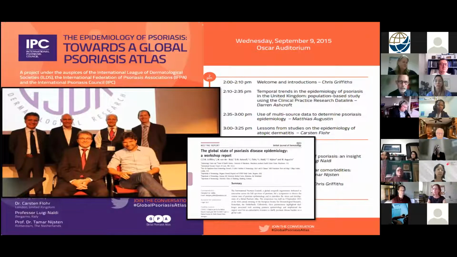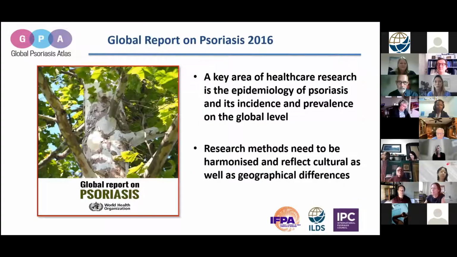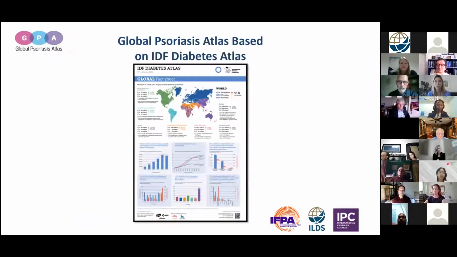And then the third organization, the International Psoriasis Council, were also taking forward a series of workshops. This is one from Munich in 2015, bringing together experts, particularly in other diseases such as eczema, to give us an understanding of how we could develop an atlas for psoriasis. And then as a consequence of all of that, the WHO then published this influential report in 2016. It was only 60 pages, but again, it re-emphasized the importance of understanding the epidemiology.